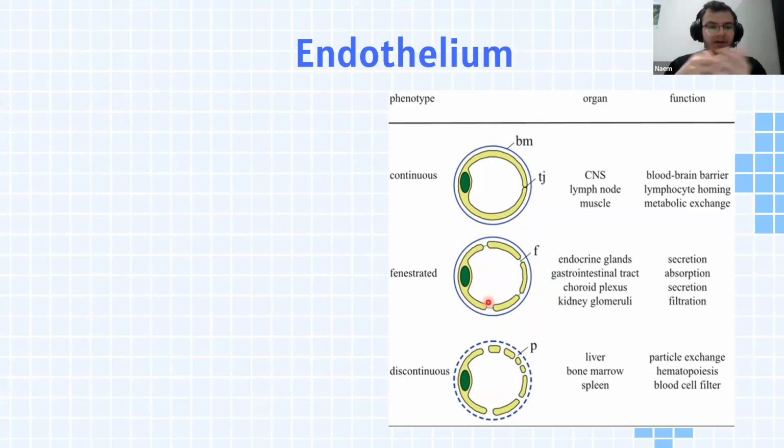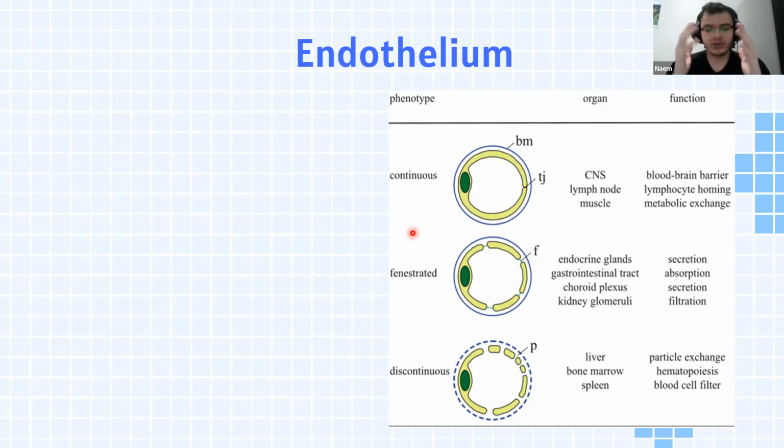So we won't find it a lot in the nervous tissue. We won't find it a lot in the brain. We're going to find it more in the glands and the gastrointestinal tract. These are areas where we need to absorb and secrete fluids without overdoing it, without secreting more than we should or absorbing more than we should.